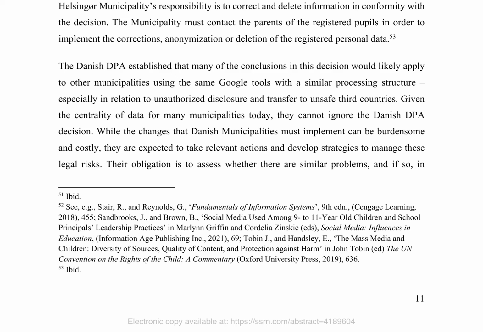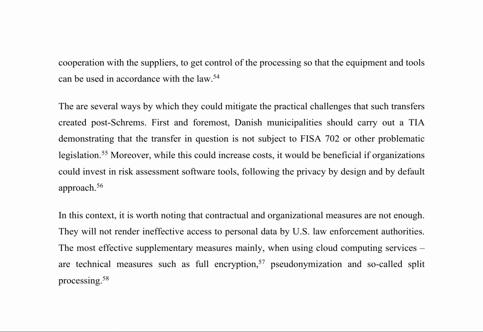Moreover, investing in risk assessment software tools, following the privacy by design and by default approach, can help mitigate practical challenges. However, contractual and organizational measures alone are insufficient, as they do not render ineffective access to personal data by U.S. law enforcement authorities. Technical measures, such as full encryption, pseudonymization, and split processing, are considered the most effective supplementary measures to ensure the security of personal data. This is particularly relevant when using cloud computing services.